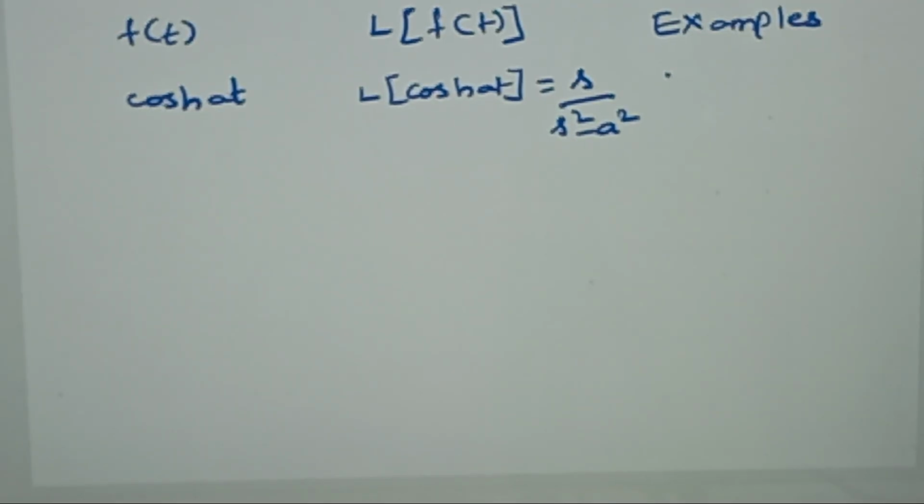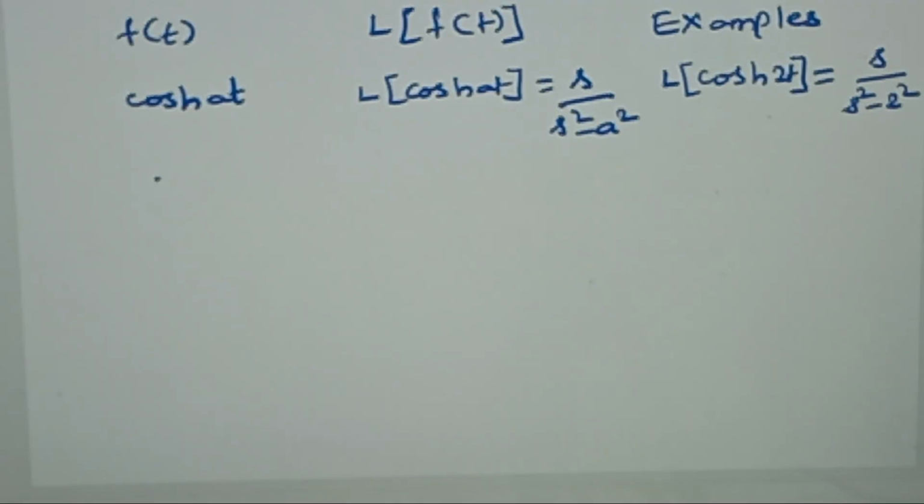Say, for example, you want to find the value of the Laplace transform of cosh 2t. What is the value of the hyperbolic cos 2t? According to the formula, it is s upon s square minus a square. What is the value of a? 2. Therefore, it has become 2 square.